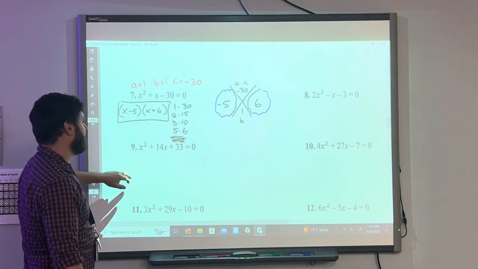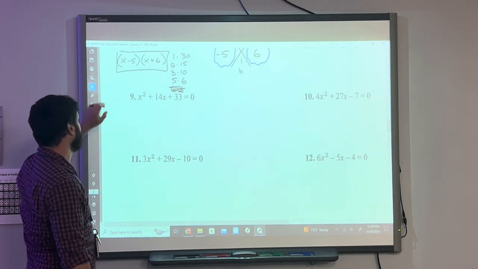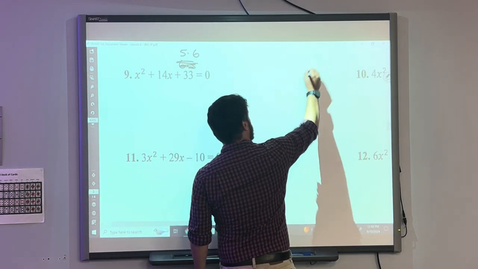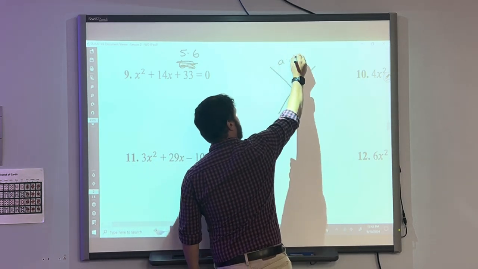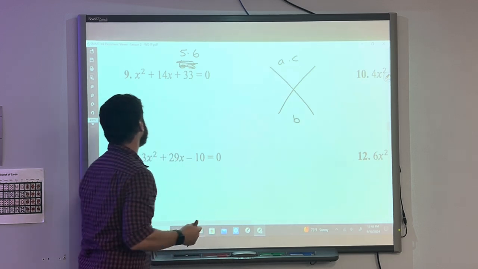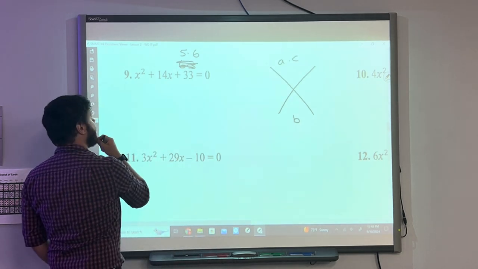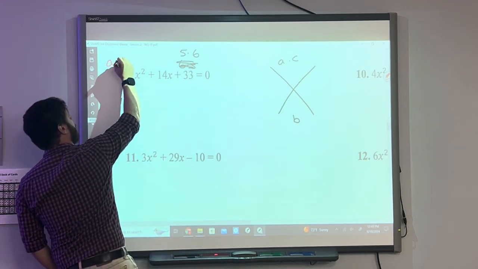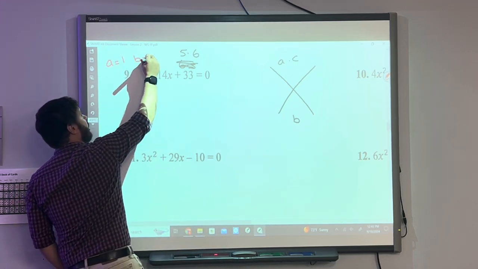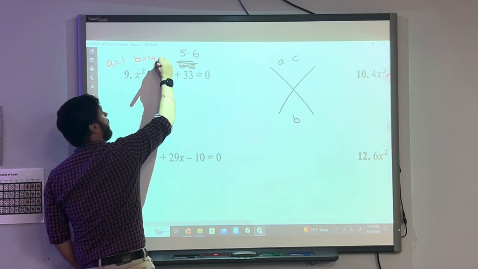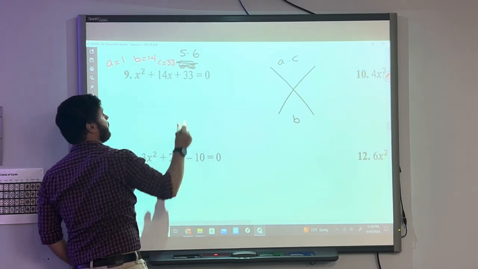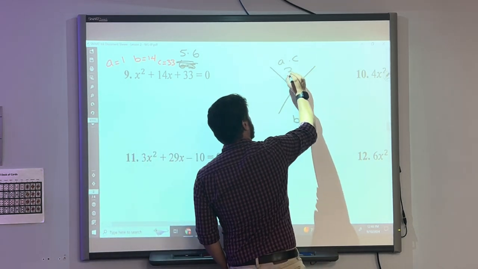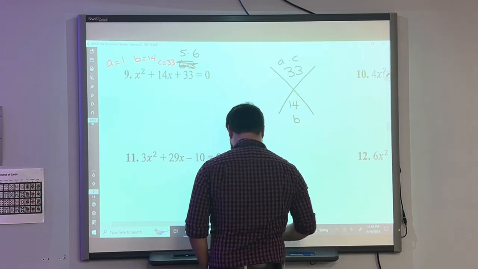Let's do number 9. Okay. I'm going to do the same exact thing. I'm going to have a cross. A times C goes in the top, B goes in the bottom. My A term this time, well, it's still 1. A is 1, B is 14, and C, that's 33. Okay. A times C, 1 times 33 is 33. The B goes straight in the bottom.